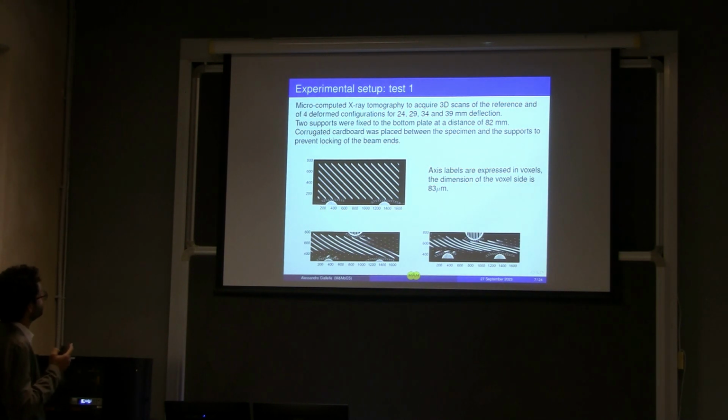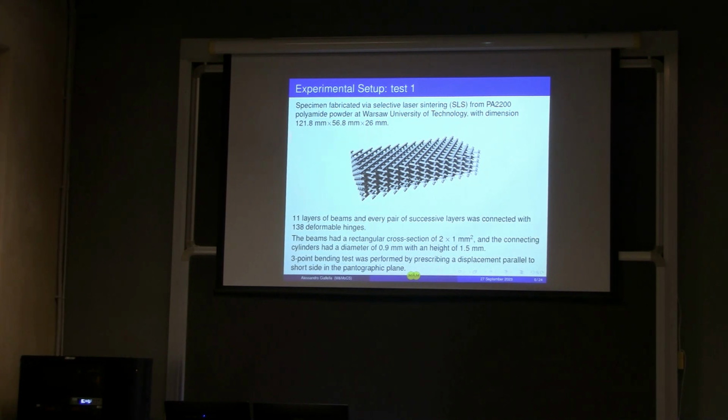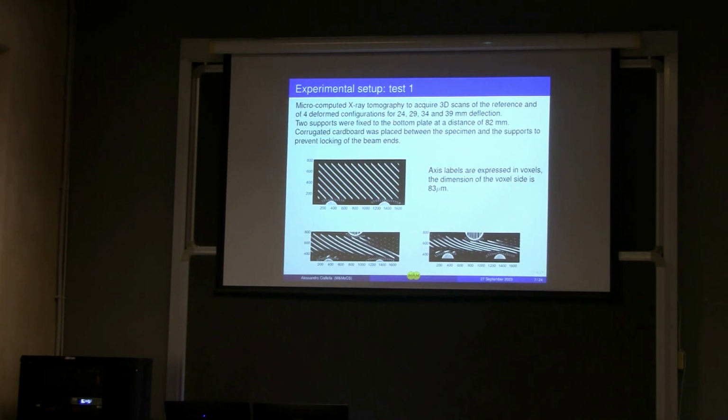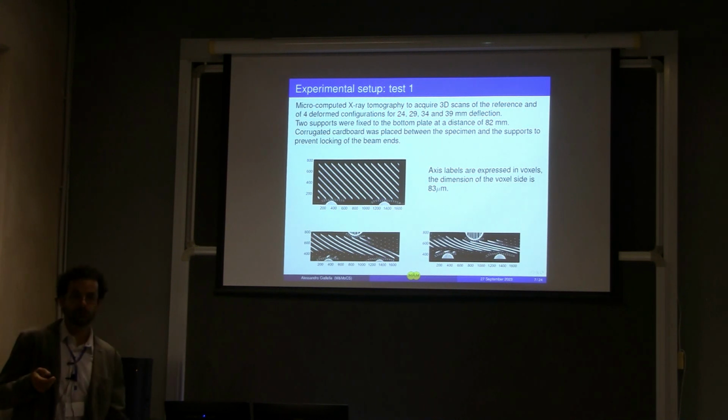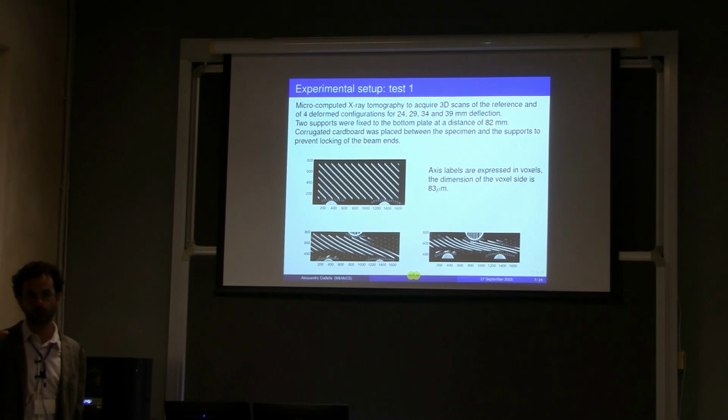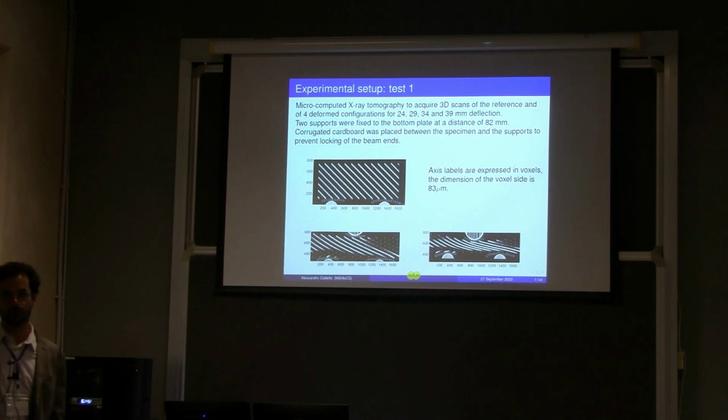Just one thing, the dimensions of the sample are written here. The short side of the pantographic plane is less than 6 centimeters. This is interesting because we are talking about imposed displacement from 24 until 39 millimeters for a sample that has a height of 56. So very large relative displacement.